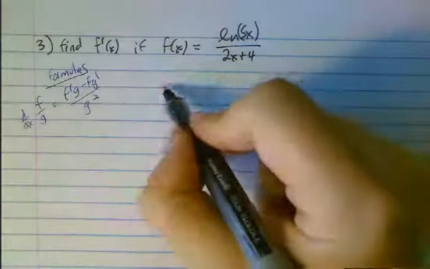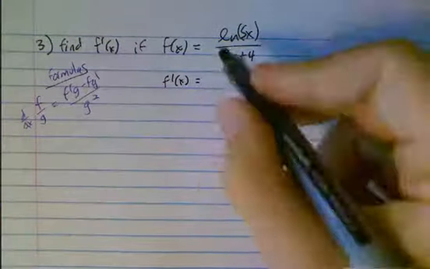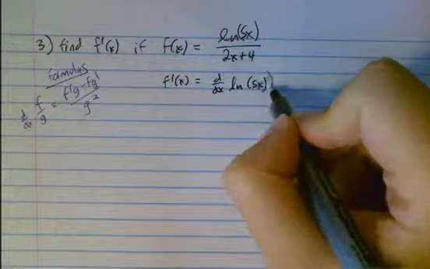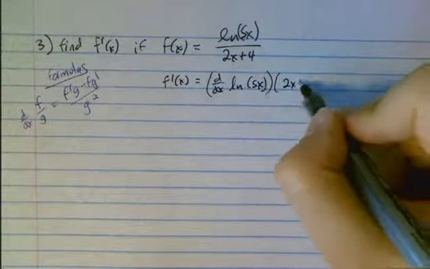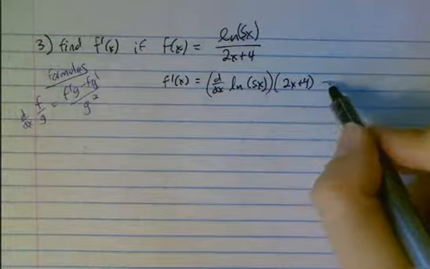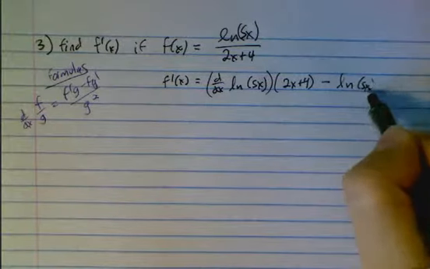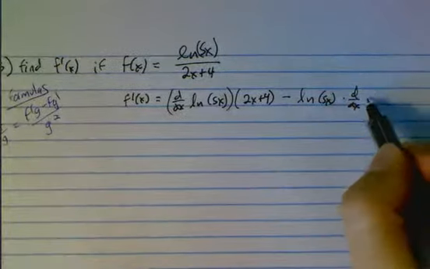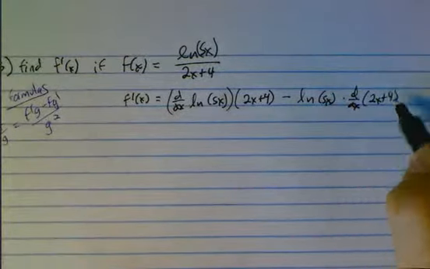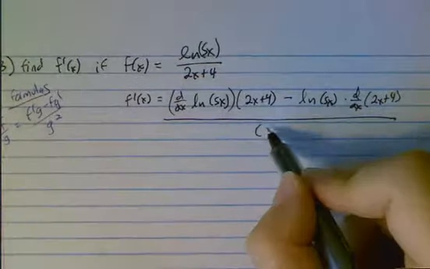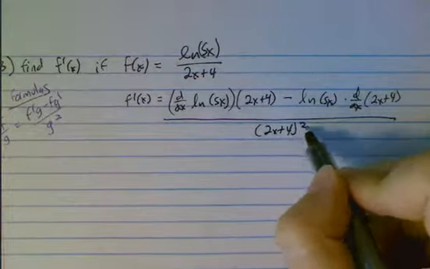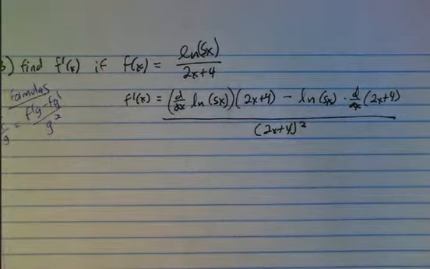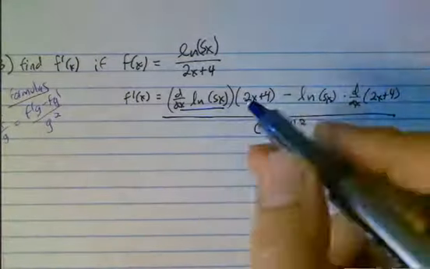There's no rewriting that needs to be done, so we can jump right into taking the derivative. We're going to have the derivative of the natural log of 5x, times 2x plus 4, minus the natural log of 5x, times the derivative of 2x plus 4. And remember, that's all over 2x plus 4 squared. Don't forget that denominator part. So we can still split these up and work with them separately.